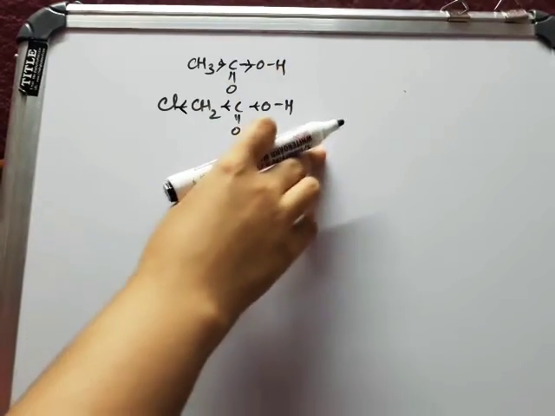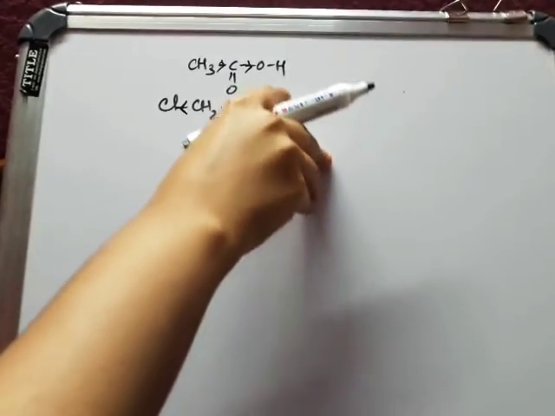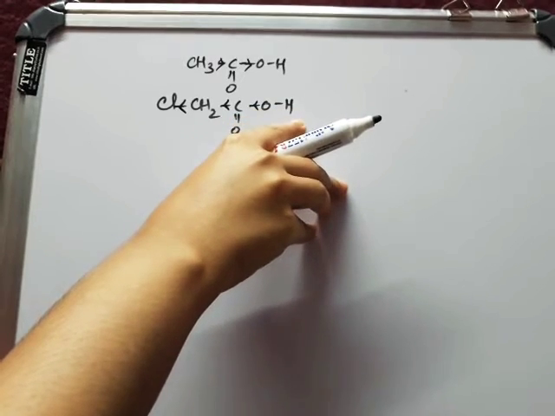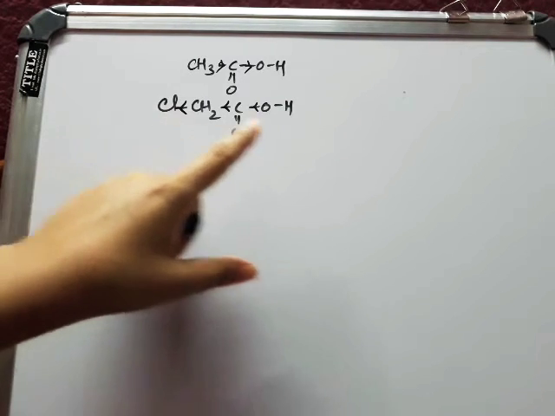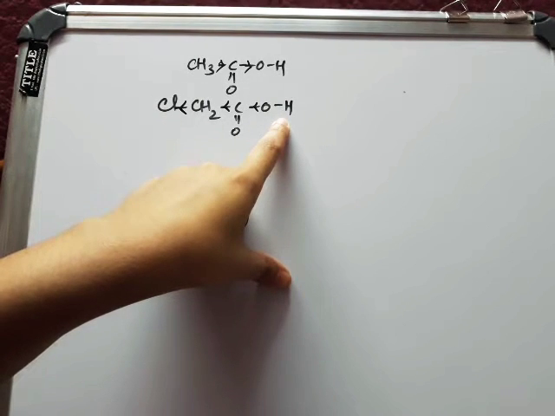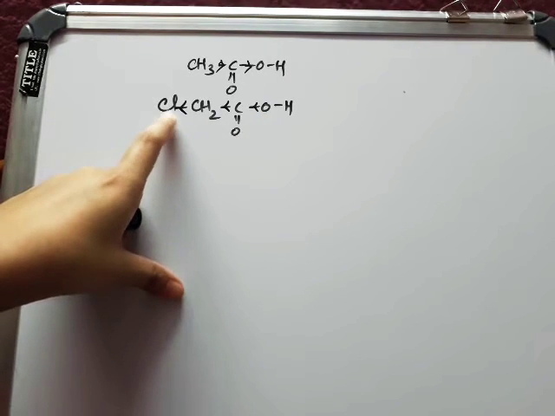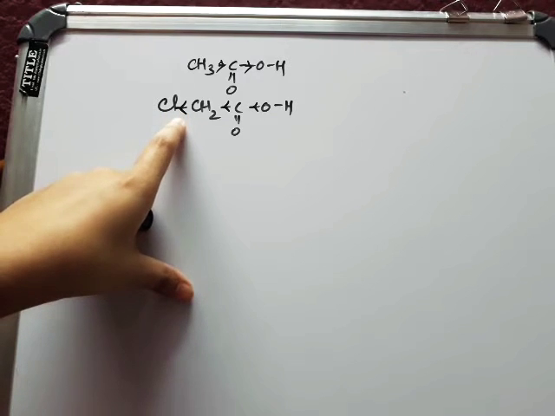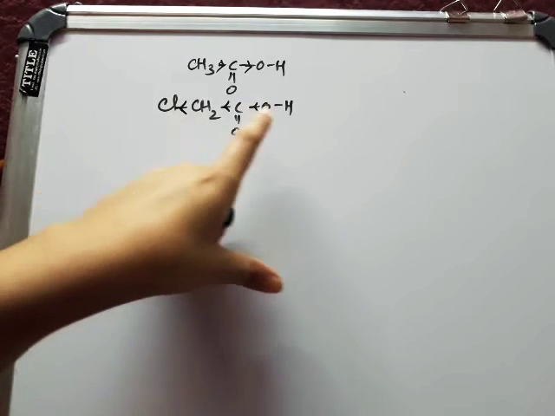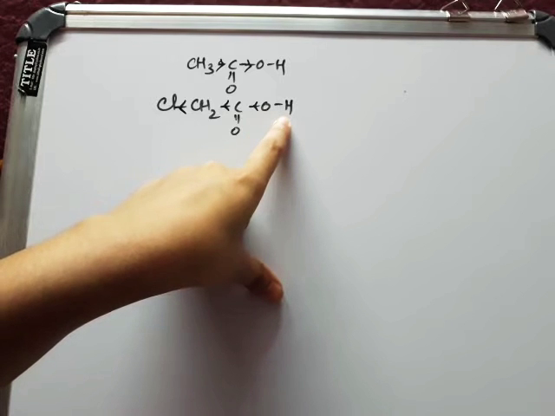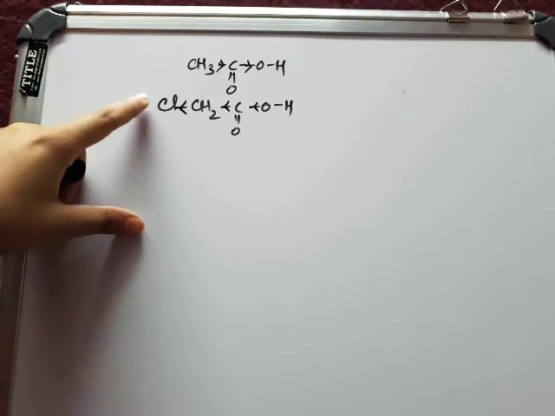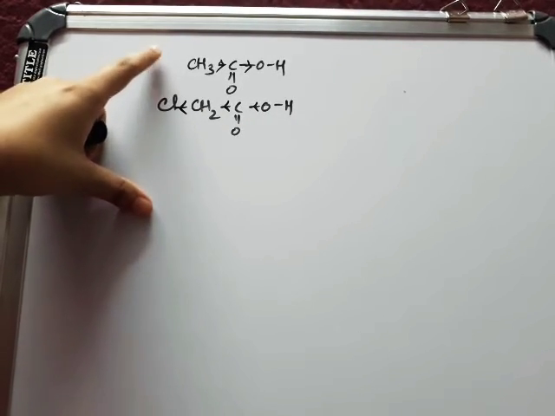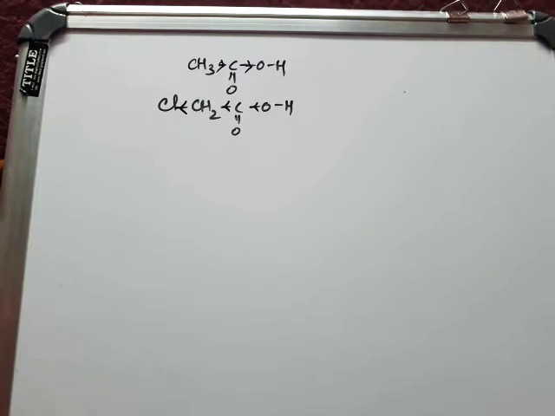So acidity is all about breaking of this bond and releasing H plus ion. So anything present in the system which facilitates the formation of H plus ion behaves as a good acid. Here the minus I effect of chlorine helps in that. Because of the electron withdrawing nature of chlorine, this O-H bond becomes more polar in nature, and as a result it facilitates the formation of H plus ions. That is why we can say that chloroacetic acid is more acidic than acetic acid.